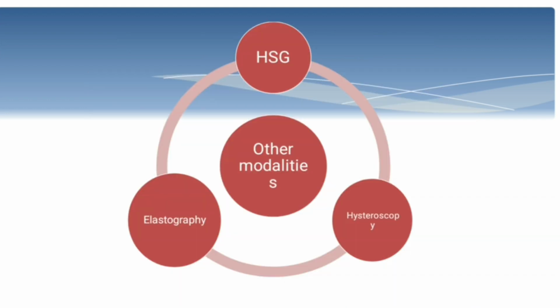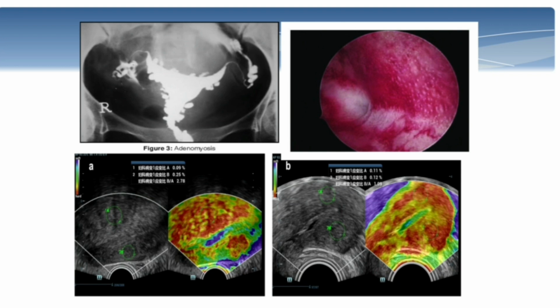What are the other modalities? These are now obsolete, but they help in aiding diagnosis, though we do not use them nowadays. These are hysterosalpingography, hysteroscopy, and elastography. This first figure shows the hysterosalpingography diagram. This shows the hysteroscopic figure, and this is the elastography.